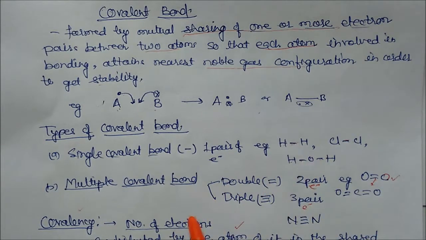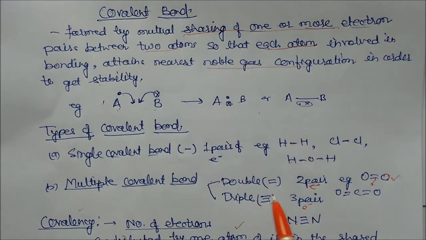But in a double bond, two pairs of electrons are shared by one atom together with the other atom. You can see this example of oxygen. Two electrons are shared between the two oxygens. This oxygen shares two electrons with this oxygen, and this one shares two electrons with this oxygen. So there will be two bonds between them.